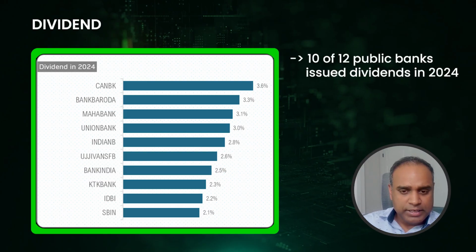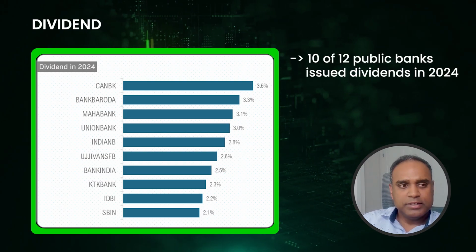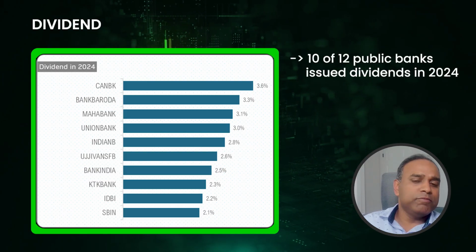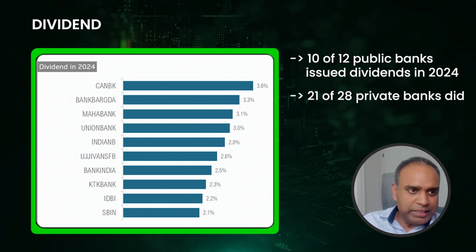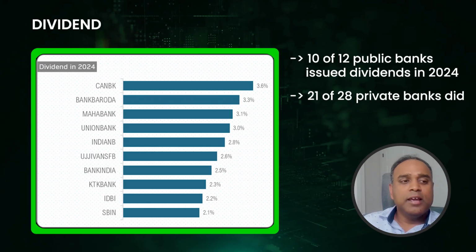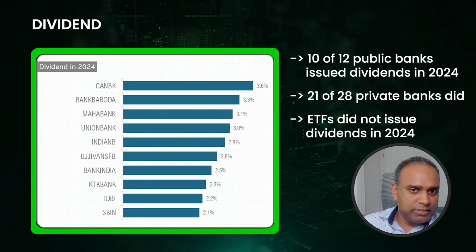These are the top 10 banks in terms of dividends issued. 10 of the 12 public banks issued dividends in 2024. 21 out of the 28 private banks did. And then ETFs did not issue any dividends.